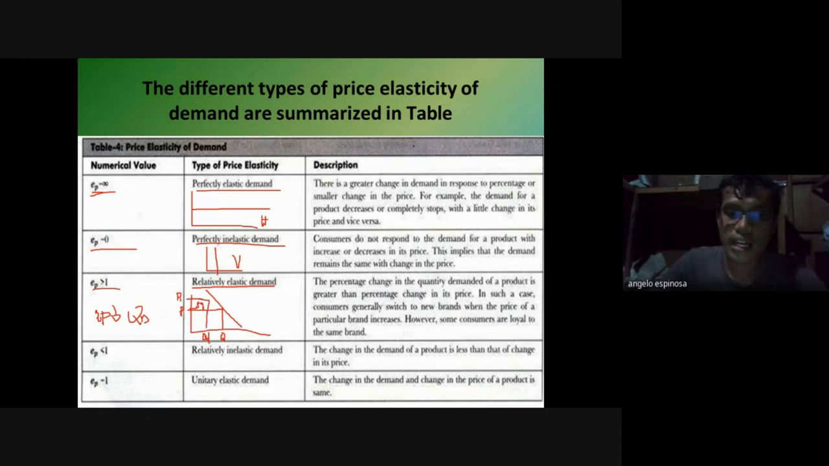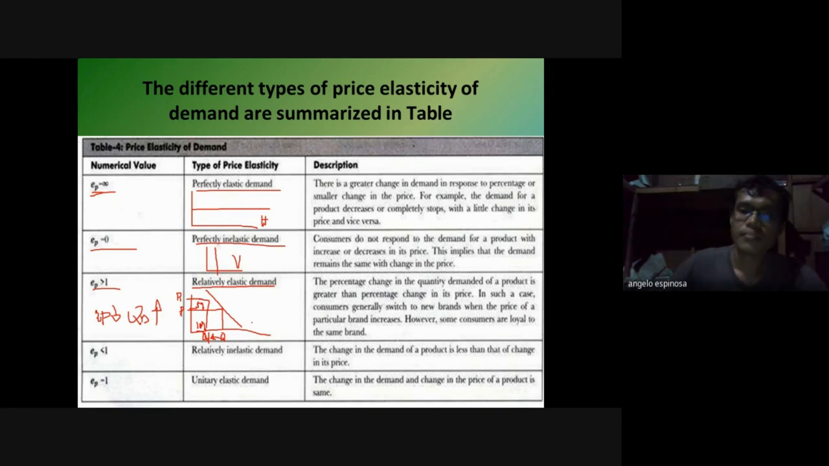So nagkaroon ng greater effect. No, nagkaroon ng greater effect dun sa quantity demanded. So 5% lang ang price na nag-change increasing. So yung quantity demanded mo ay nag-change ng 10%. Ibig sabihin, mas mataas yung quantity demanded na percentage kesa sa price. Yun ang iisipin nyo, ha?